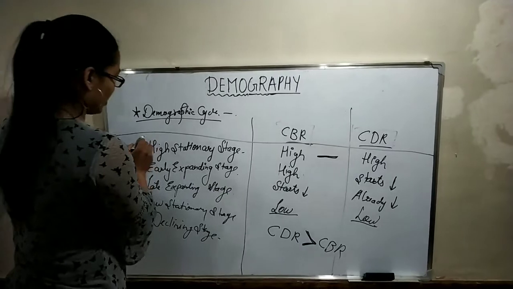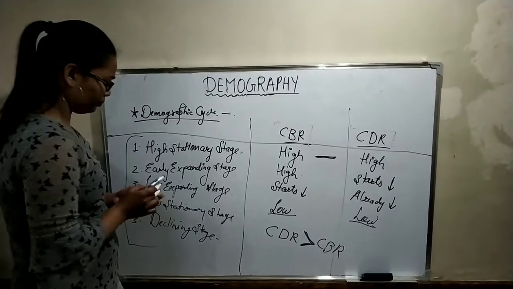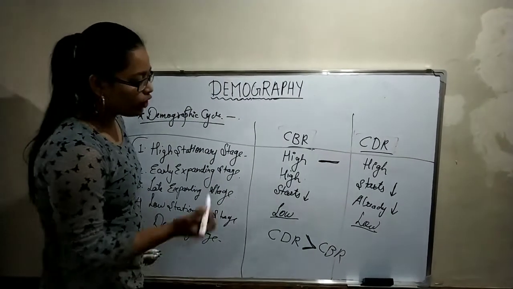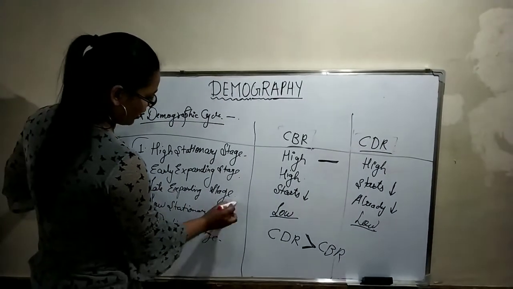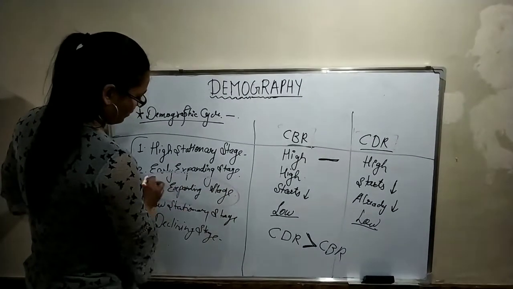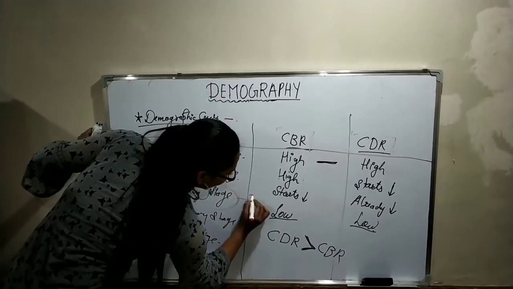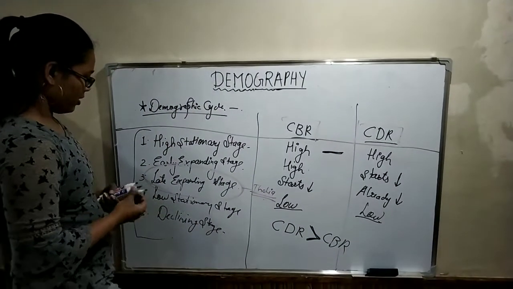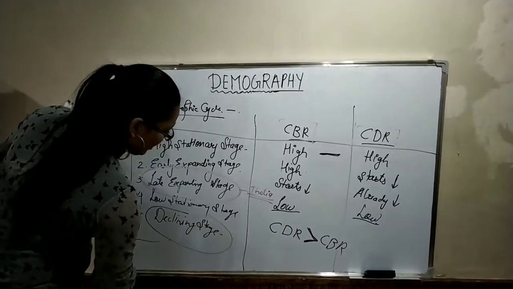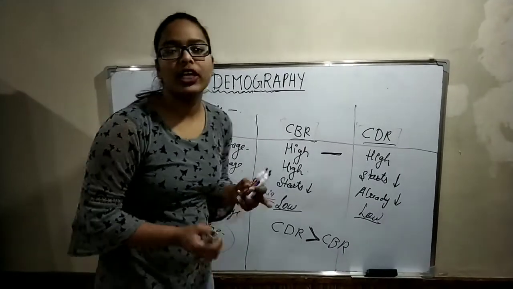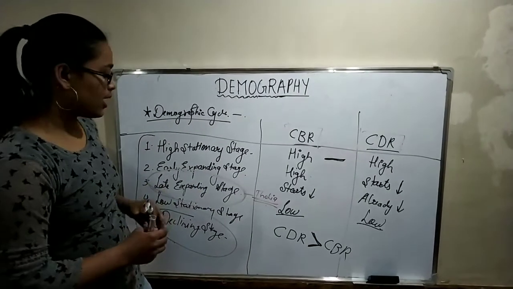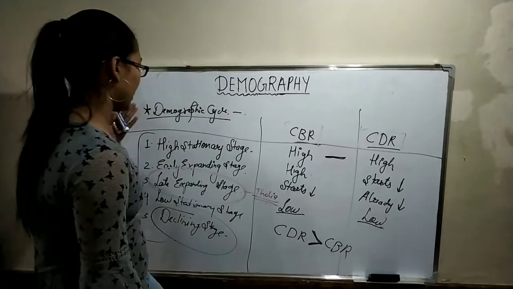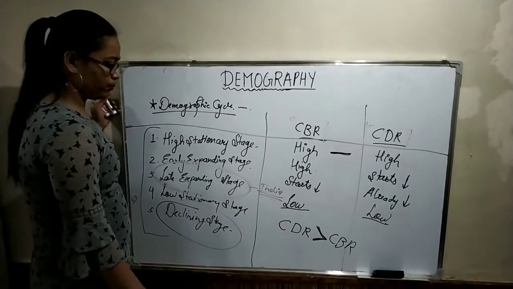So these are the 5 stages of the demographic cycle. If we talk about India, India is in late expanding stage. And if we talk about declining stage, the countries are Russia, Singapore, Germany, Japan. These are the countries of declining stage. So we will discuss the next, demographic gap.